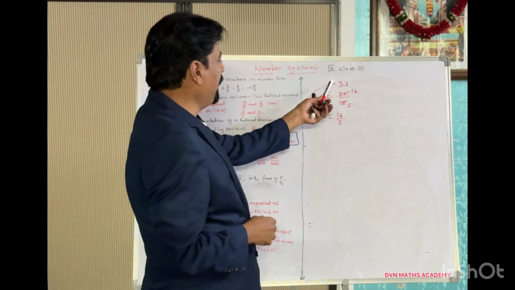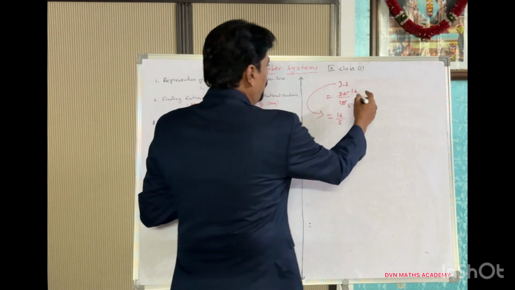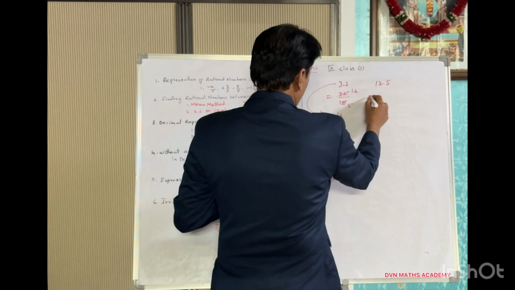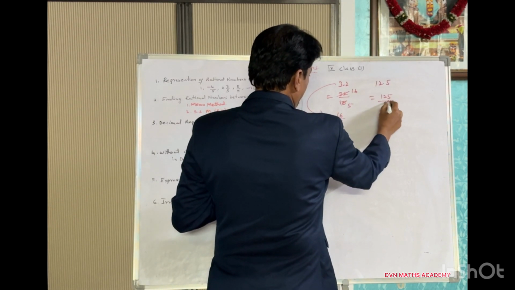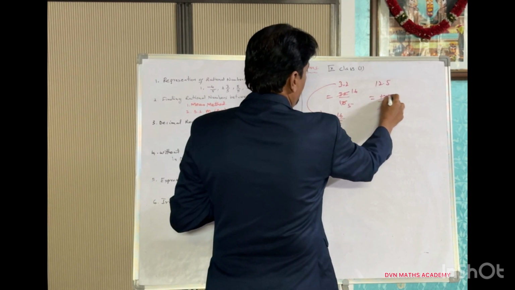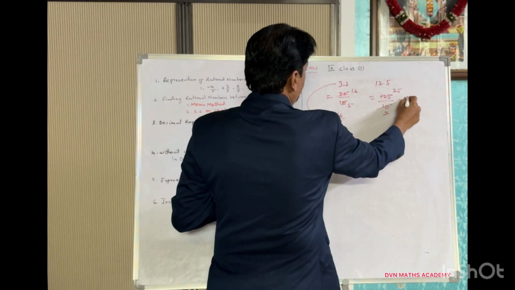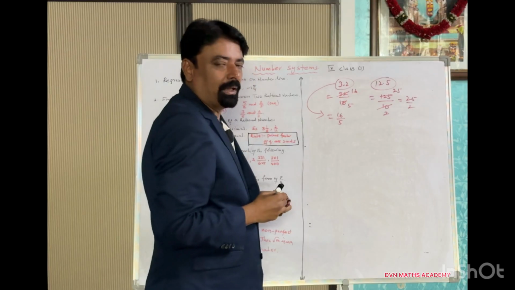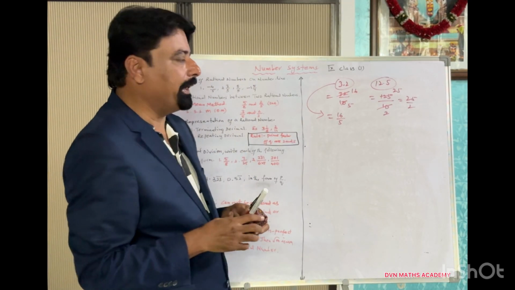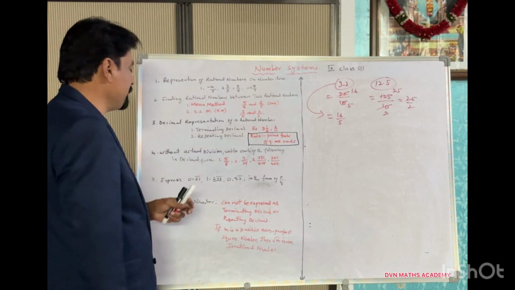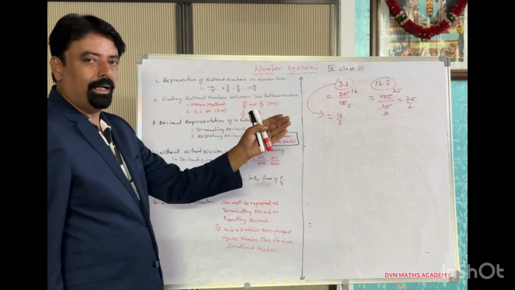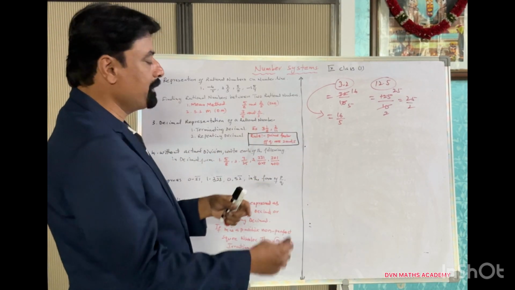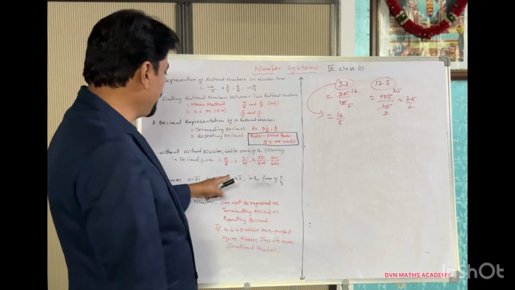For example, 12.5 is there. You can write 125 by 10. If you make the 5 table, 5 2s are 10, this becomes 25 by 2. If the decimals are like this, it is easy to convert the decimals into the form of p by q. Here my concept is how to convert the repeating decimals into the form of p by q. This is a very important question.